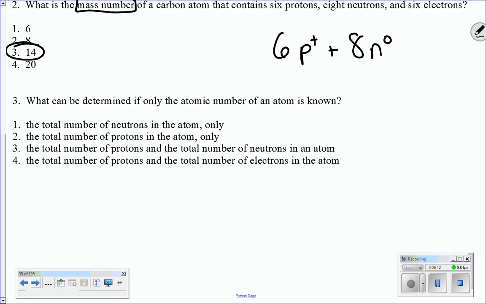This is talking about an individual isotope or an individual atom of carbon that does have that combination of protons and neutrons. What can be determined if only the atomic number of an atom is known? Neutrons are not told to us by the atomic number only. We would have to also know mass. The next one's tempting, number of protons only. But let's check out our other ones. Total number of protons and neutrons. Again, we can't know neutrons. Check out choice 4. Total number of protons and electrons. Since we know that we have an atom, protons equal electrons, so actually choice 4. We can know our protons and our electrons.